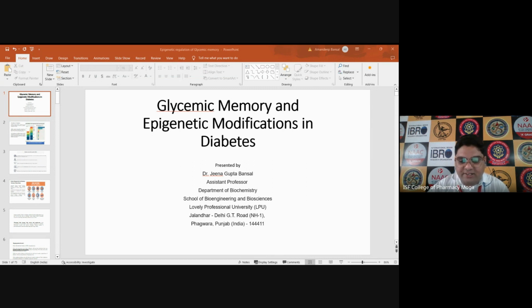She has obtained a DST travel grant to attend the conference Epigenetics 2009 at Melbourne, Australia, and she is a CSIR JRF and SRF fellow, and she has qualified the GATE examination in 2005 conducted by IISc Bangalore. She has more than 50 research papers in various reputed national and international peer-reviewed journals. She is an editorial board member of Frontiers in Endocrinology journal and external reviewer of more than 10 journals.